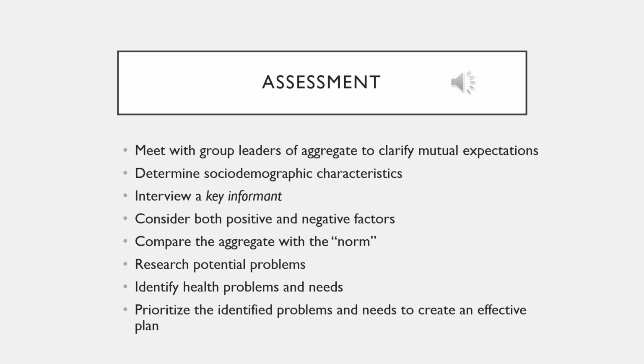So some things that we can do are meet with the group leaders of the aggregate to clarify the expectations. We can determine socio-demographic characteristics. We can do interviews with key informants. We want to consider both positive and negative factors in the assessment. We want to compare our aggregate or our community with the norm. We can research potential problems, identify health problems and needs, and we can prioritize the identified problems and needs to create an effective plan.